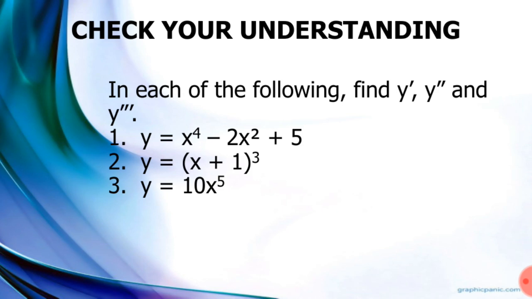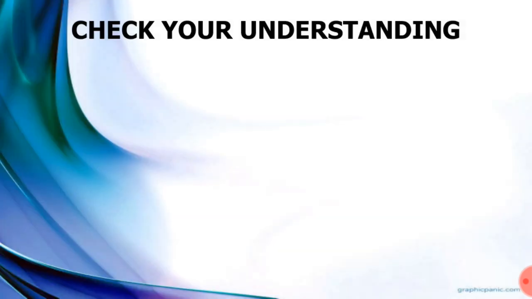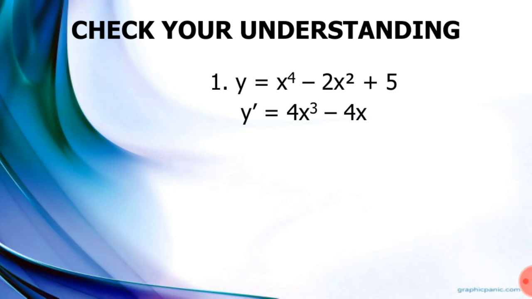Okay, let's check if your answers are correct. For number 1, for y, which is equal to x to the fourth minus 2x squared plus 5, the first derivative is 4x cubed minus 4x. The second derivative is 12x squared minus 4. And the third derivative is 24x. Okay, did you get it right? Now, let's proceed with the second item.